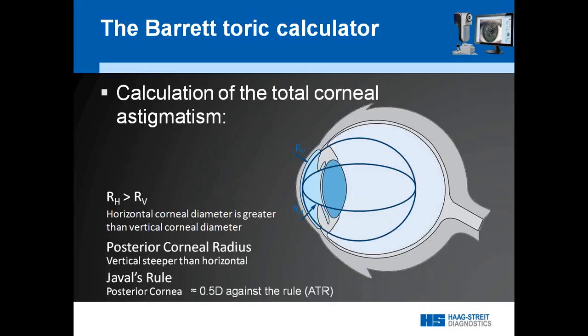Back in 1890, he already published data that showed that the posterior cornea always adds about half a diopter of against the rule astigmatism.